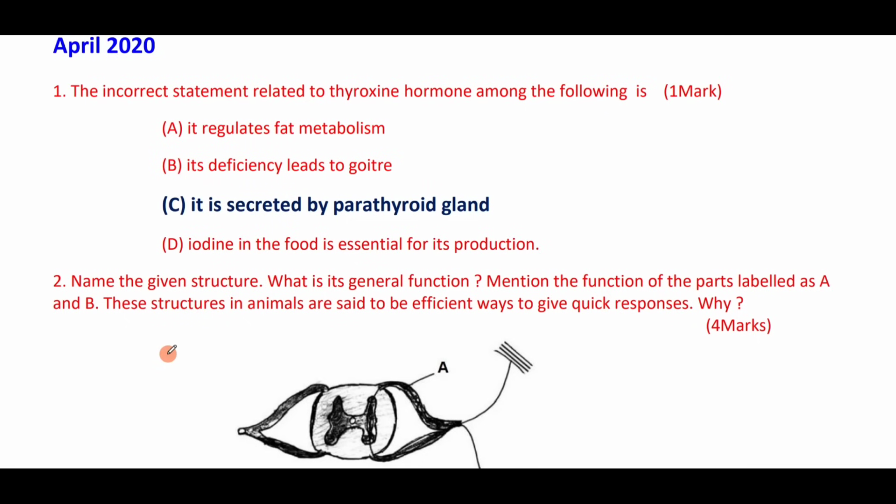The incorrect statement related to thyroxine hormone among the following is: it regulates fat metabolism, its deficiency leads to goiter, iodine in the food is essential for its production. All these are correct, whereas option C is wrong. It is secreted by the parathyroid gland. Wrong. It is secreted by the thyroid gland.